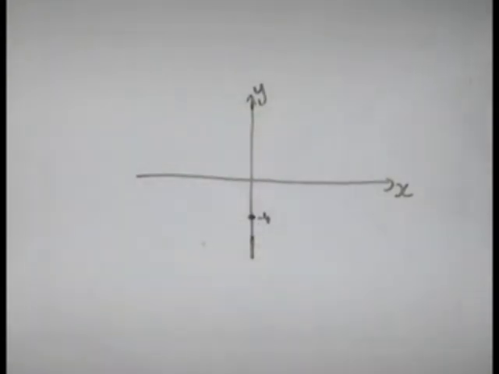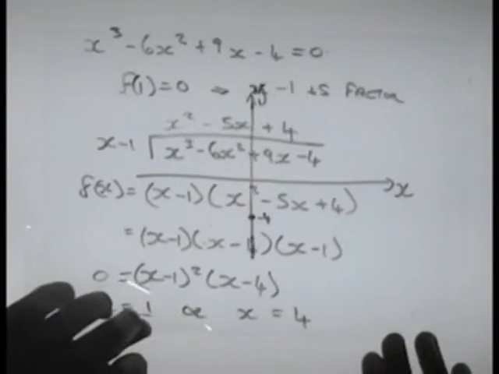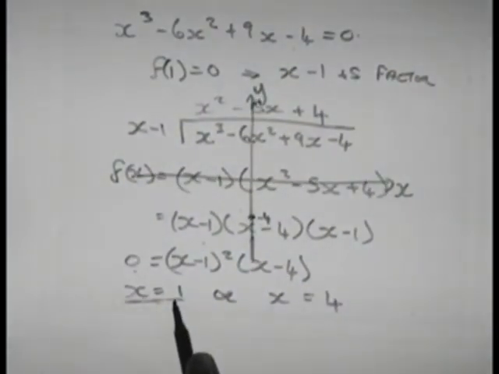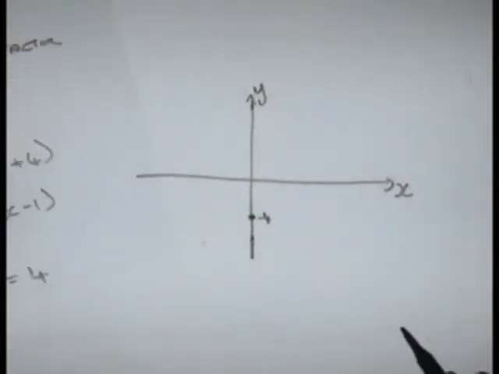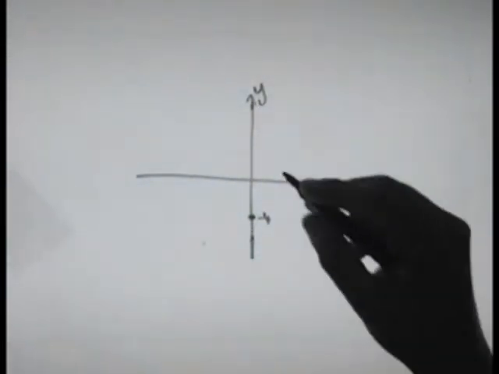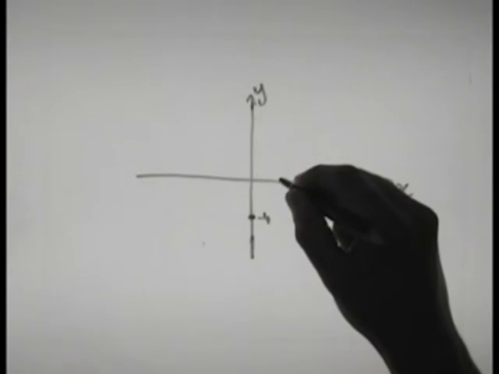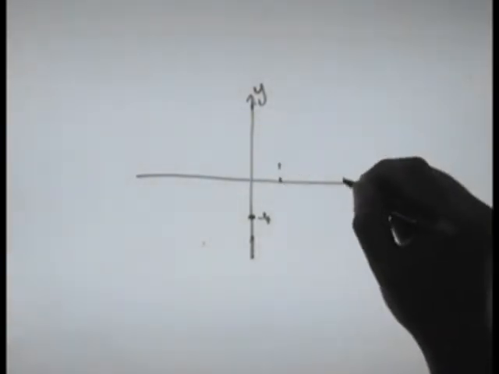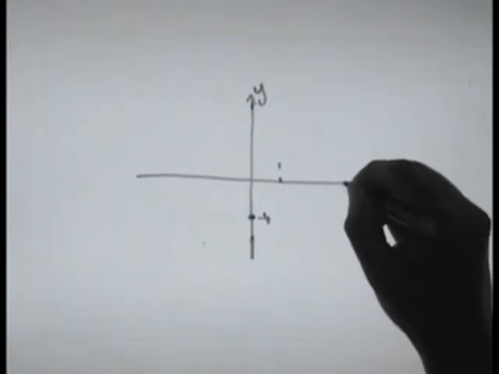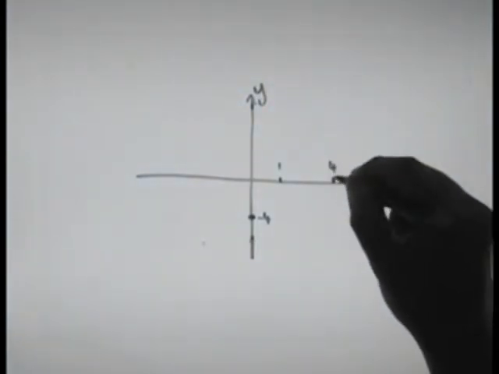The next bit of information we have is our x-intercepts. Our x-intercepts, we found it to be x is equal to 1 or x is equal to 4. That means that our one intercept is over here at x is equal to 1. Our other intercept is somewhere over here. Let's put it a bit closer, at 4.